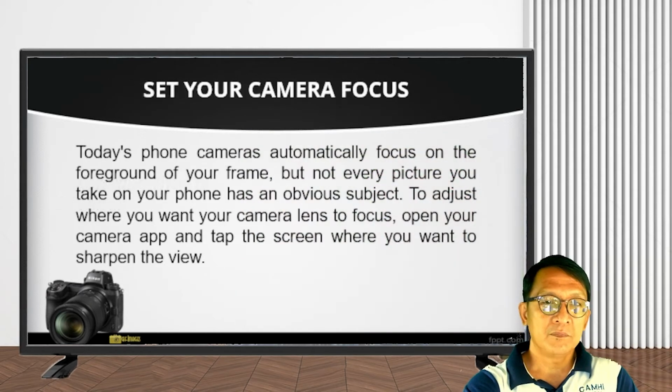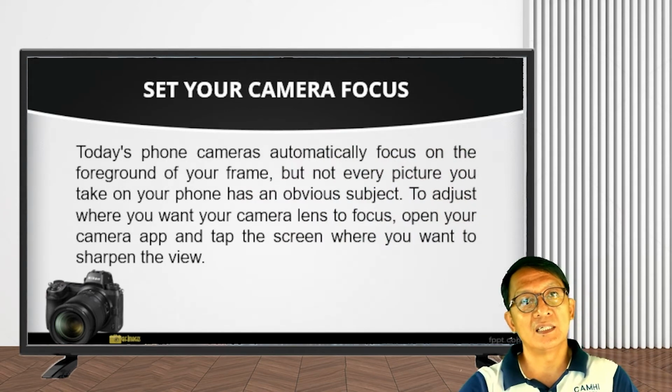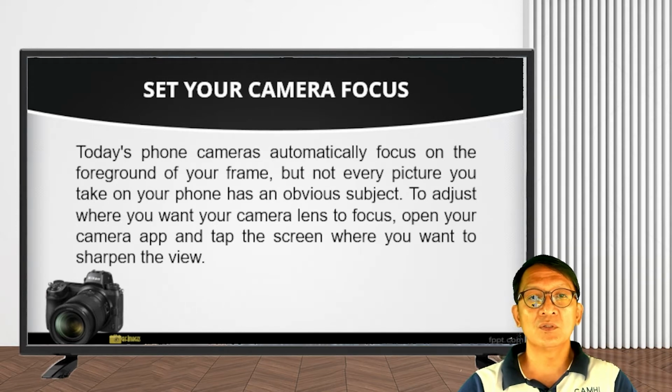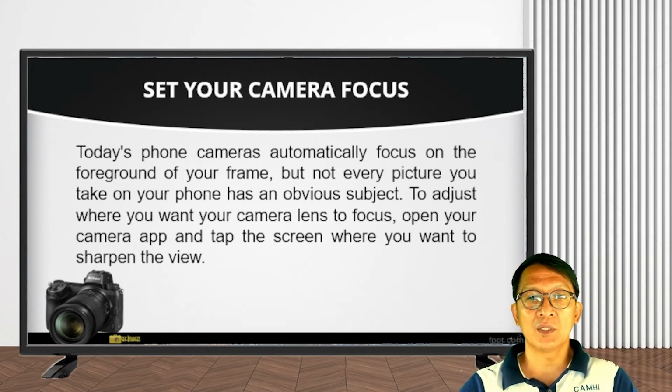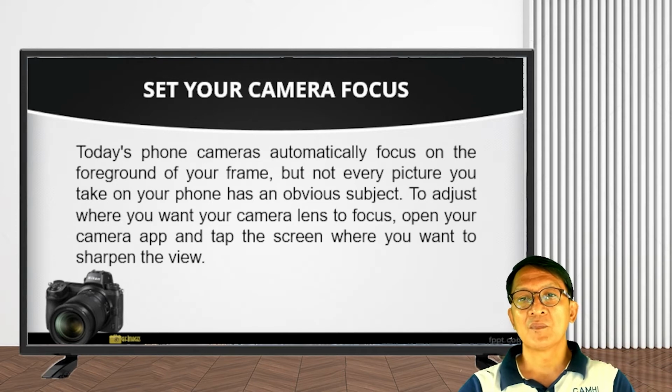So, set your camera focus. Yung mga mobile phone ngayon, pagka tinapat nyo dun sa subject nyo, kung ano yung pinakamalapit na object, yun ang ipo-focus niya. Yan. So, automatically focus on the foreground of your frame. But not every picture you take on your phone has an obvious subject. To adjust where you want your camera lens to focus, open your camera app and tap the screen where you want to sharpen the view.